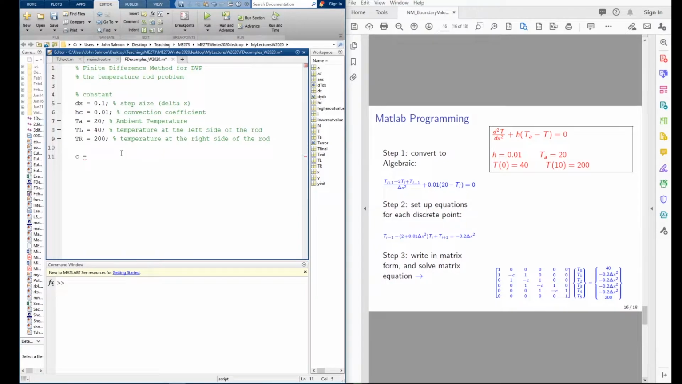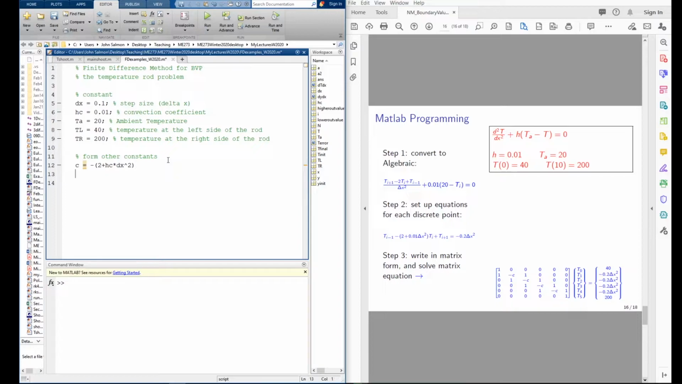Okay, and so C is nothing more than minus (2 plus HC times delta x, dx, squared). HC is 0.01, that's what this value is right here. And these are other constants.